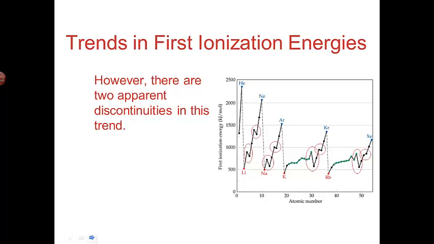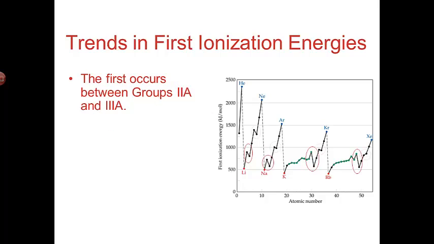Now, you will have noticed, if you look at this graph here, that the trend in first ionization energies is not absolute. And to look at why that is, we need to look at the orbital notations for these electrons.